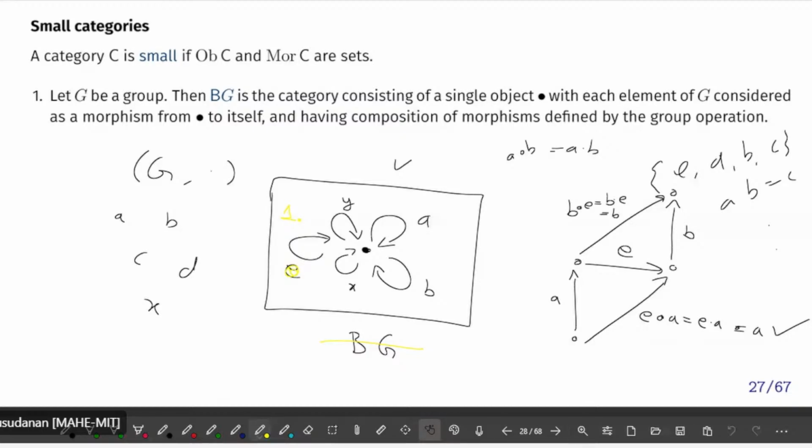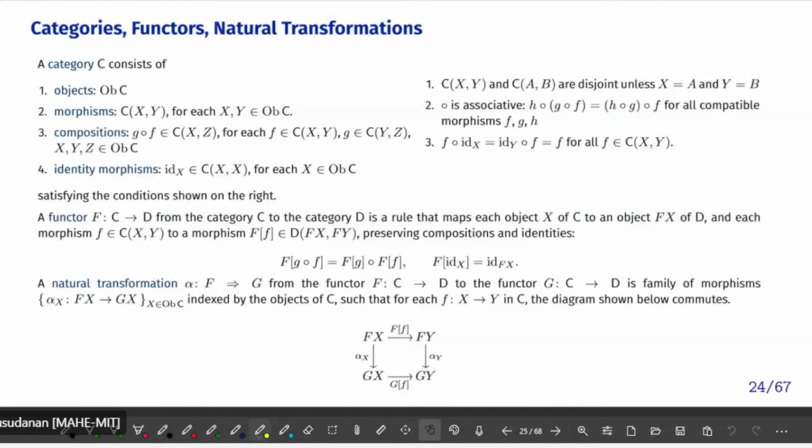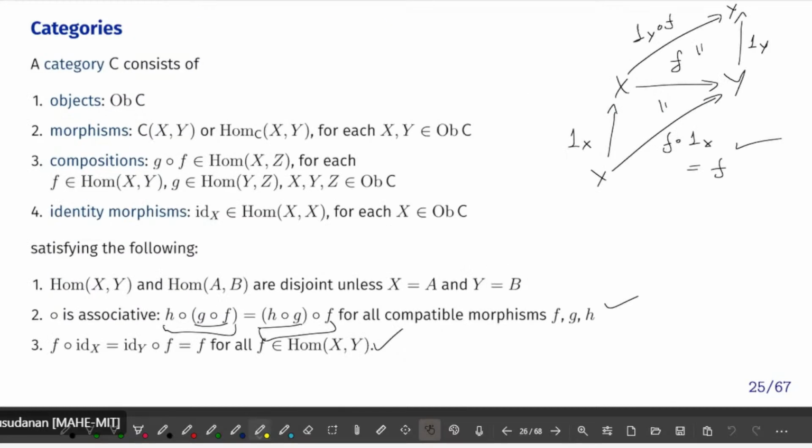So, to summarize, a category consists of a collection of objects and a collection of morphisms or arrows, such that for every ordered pair of objects x, y, there is a particular collection of morphisms called the hom-set, written C(x, y), where C is a category.